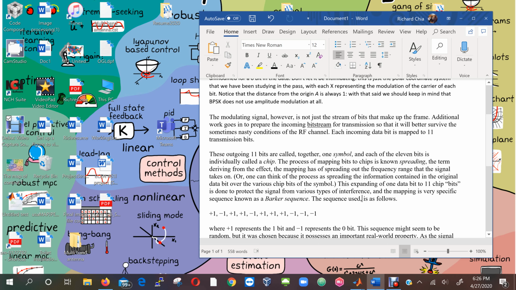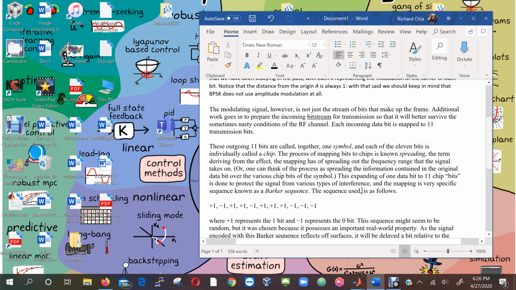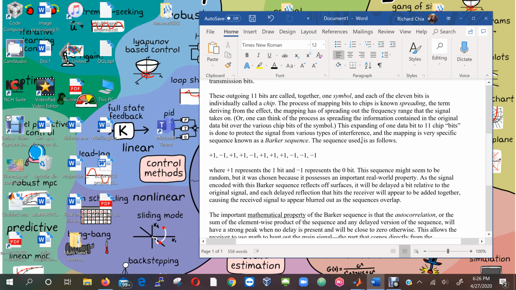The sequence used is as follows: the first bit is always a +1, the second bit -1, +1, +1, -1, +1, +1, +1, -1, -1, -1, where +1 represents the 1 bit and -1 represents the 0 bit. This sequence might seem to be random, but it was chosen because it possesses an important real-world property.